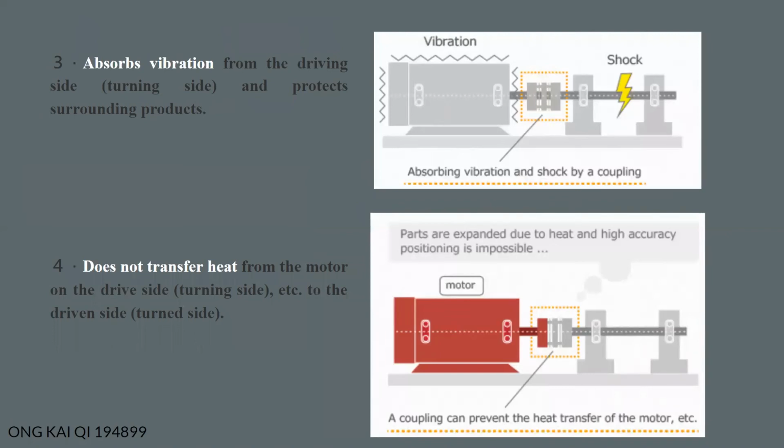Okay, the third role is to absorb vibration from the driving side and protect surrounding products. From the picture beside, you can see that there's vibration, and by using the coupling, we can absorb the vibration and shock. The fourth role is that it will not transfer heat from the motor on the drive side to the driven side.